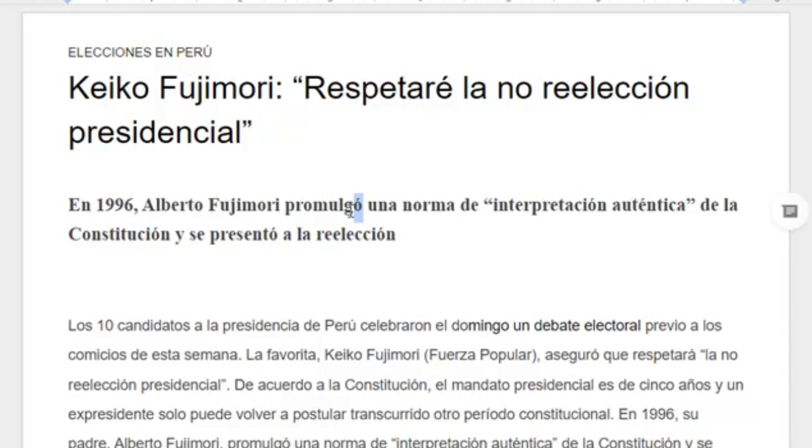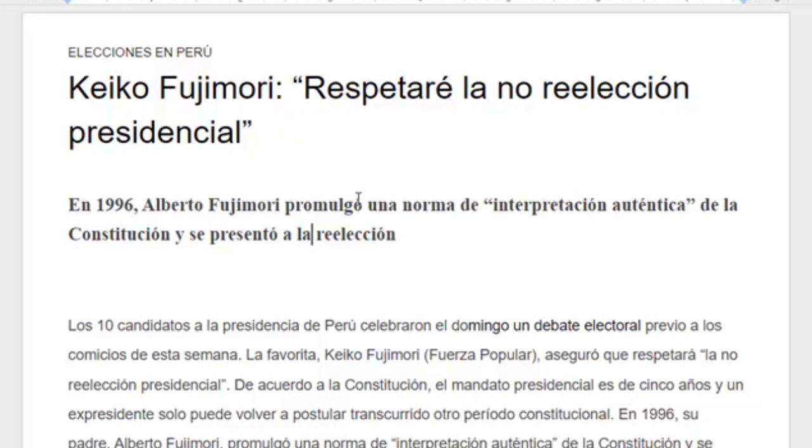Alberto Fujimori enacted una norma, a policy, a law, whatever you want to call it, of authentic interpretation, adjective after the noun, interpretation is the noun, auténtica is the adjective, de la Constitución, of the Constitution, y se presentó a la reelección. Se presentó is the reflexive verb of presentarse, and presentarse means to introduce, to present yourself for re-election, a la reelección. And the important thing here is a la reelección means for re-election. So a la means for in this case, oddly.